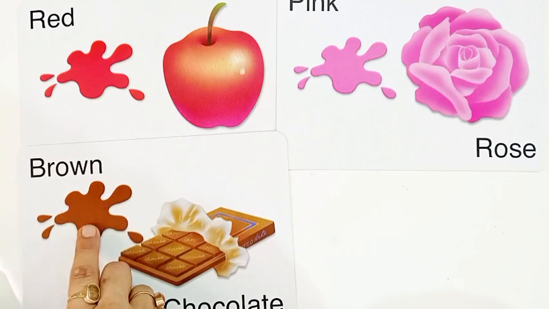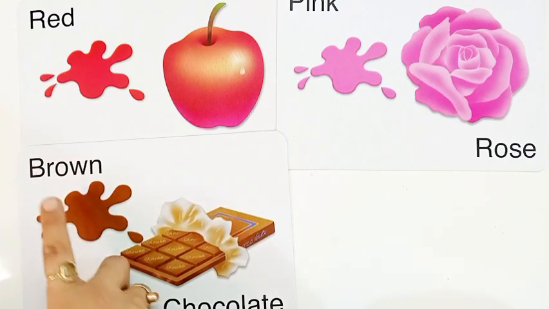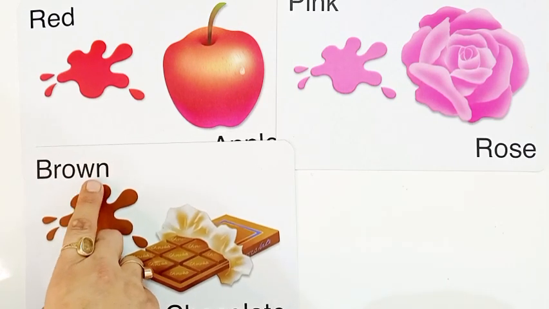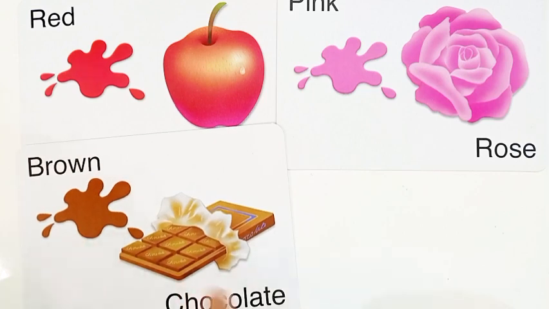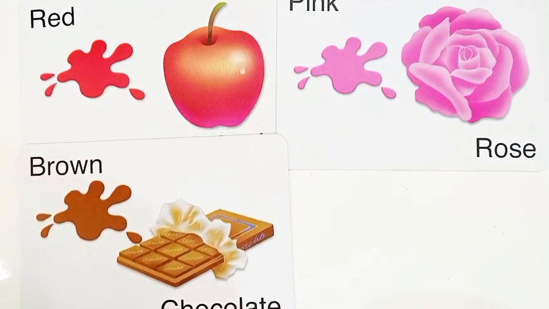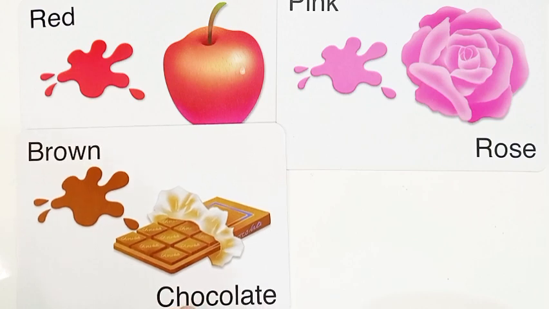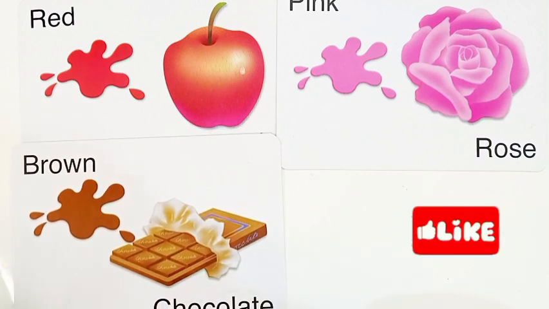This is brown color. B for brown. B-R-O-W-N, brown. And the example is chocolate. C-H-O-C-O-L-A-T-E, chocolate. This is brown chocolate.